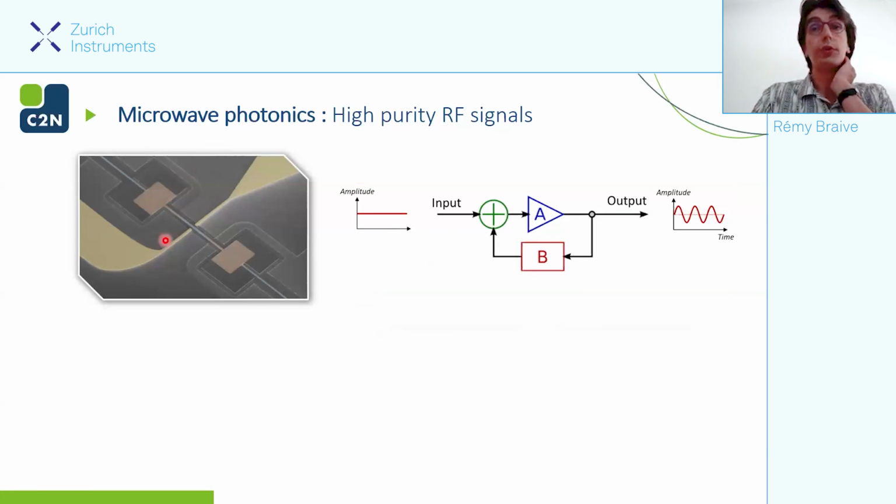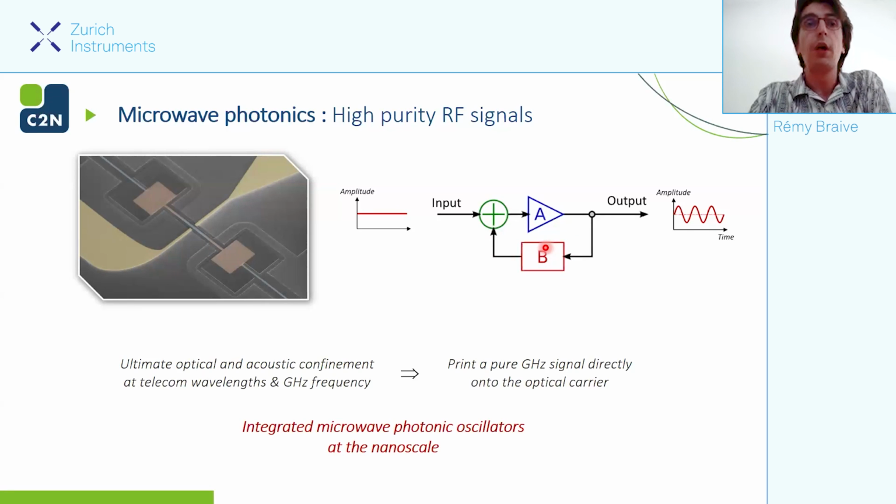So the idea is to use this platform to first demonstrate an oscillator, and also to use this electrode to implement this feedback loop that you can see in this rectangle B. So like this, we have ultimate optical confinement and acoustic confinement, the first at the telecom wavelength and the second in the gigahertz range, which is directly imprinted on the optical carrier, and we have a pure gigahertz signal. And so we imagine an integrated microwave photonic oscillator at the nanoscale.